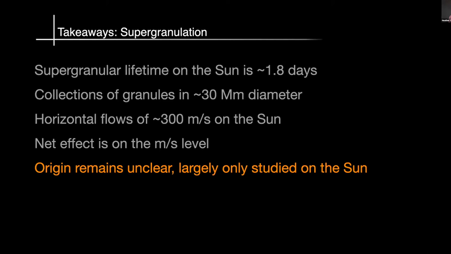So the supergranular lifetime for our sun is about 2 days, but we really don't know a lot about supergranulation. We don't really still know how it manifests to begin with, like what exactly is the driving mechanism there. And it's only really been explored on the sun. So there's a lot to do to drive this towards the stellar side of things.